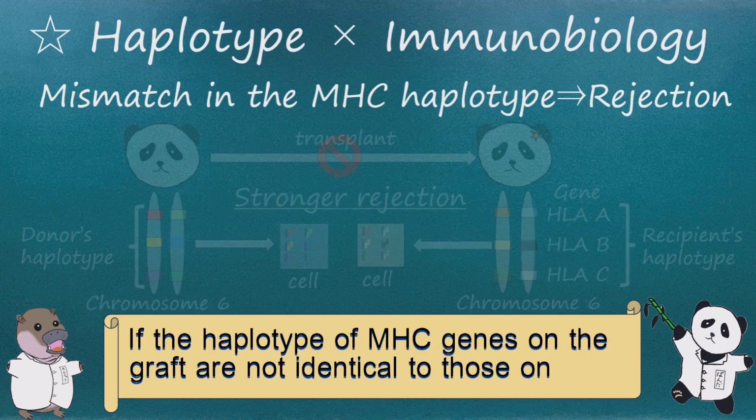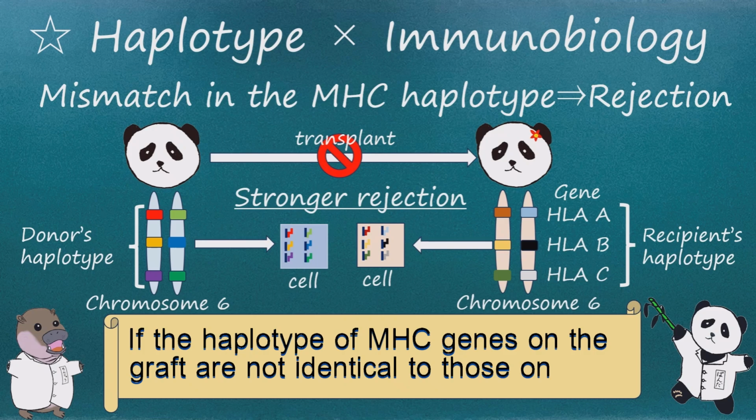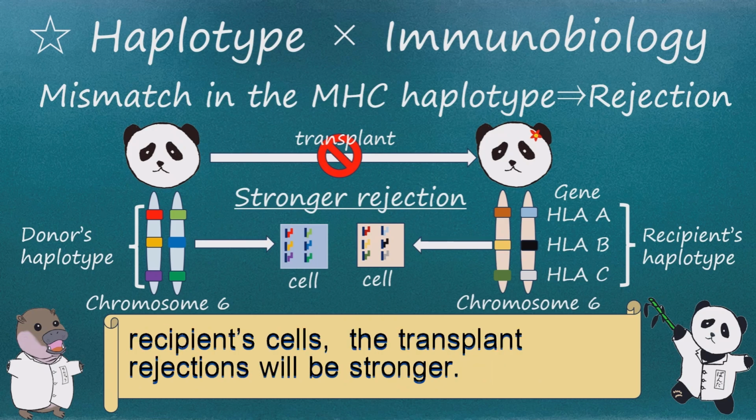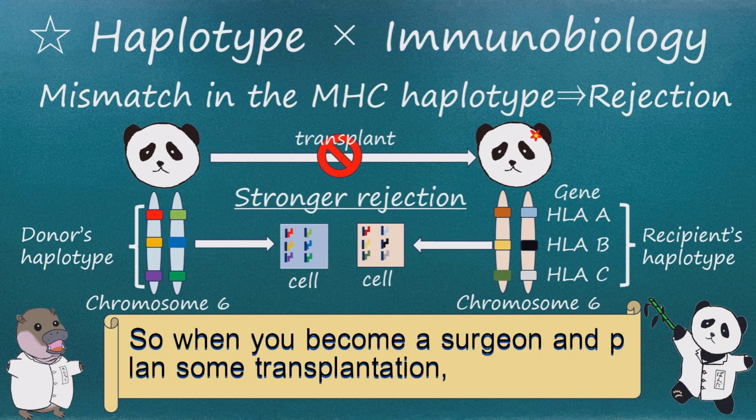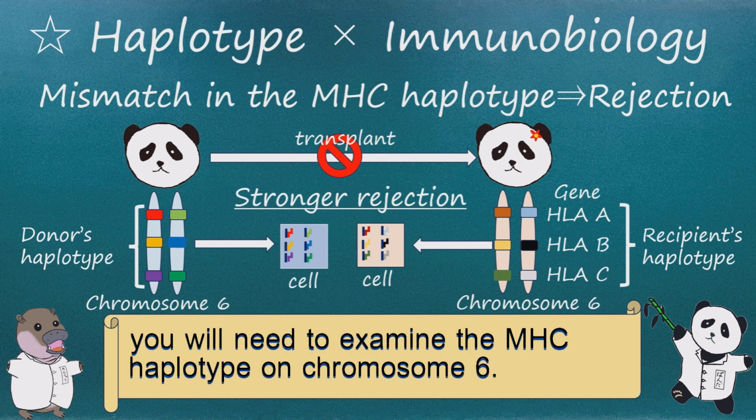If the haplotype of MHC genes on the graft is not identical to those on recipient cells, the transplant rejection will be stronger. So, when you become a surgeon and plan some transplantation, you will need to examine the MHC haplotype on chromosome 6.